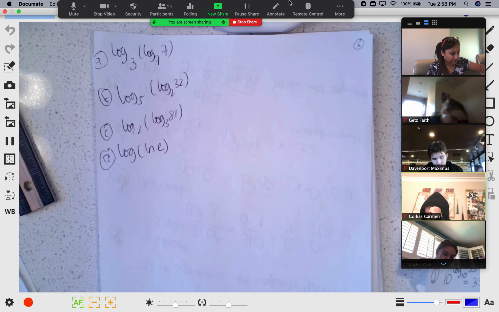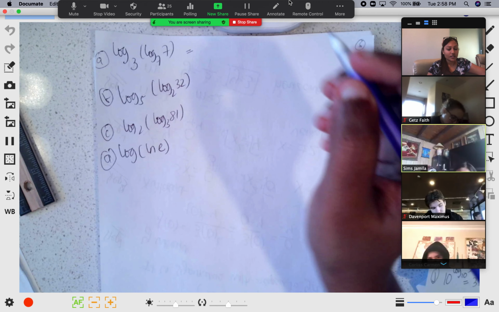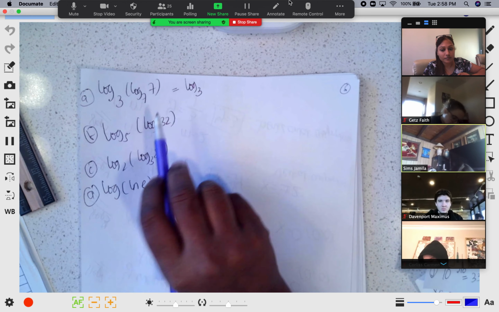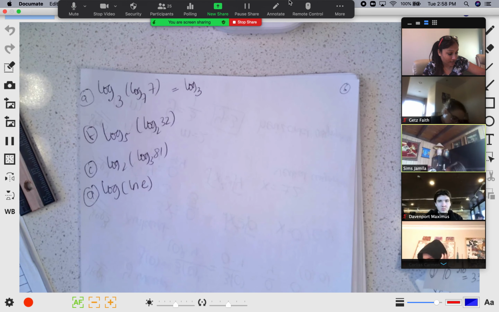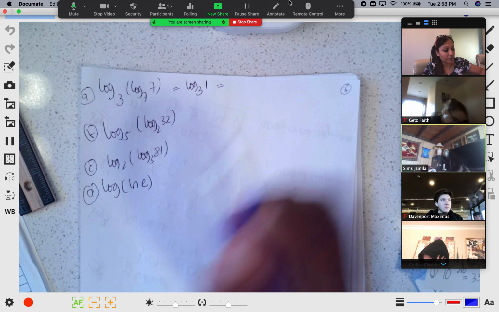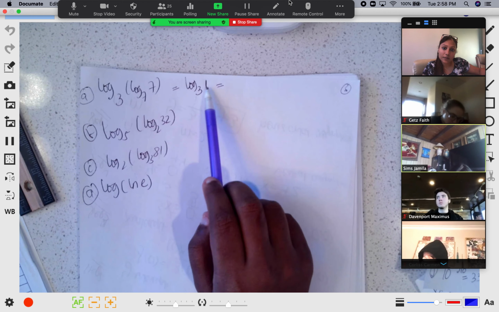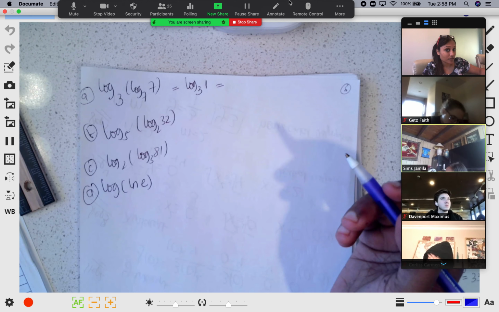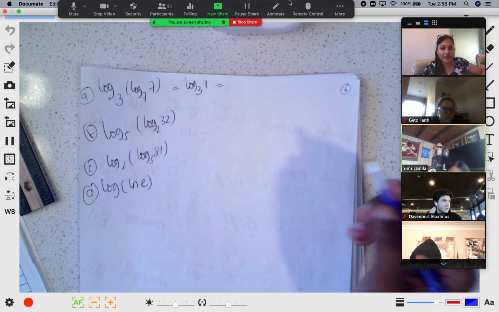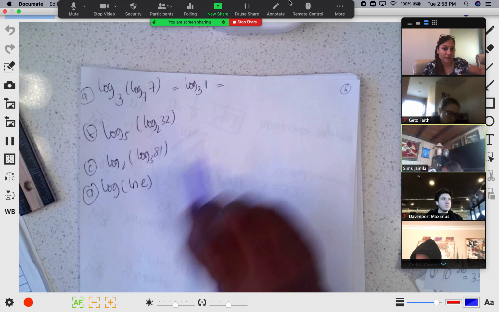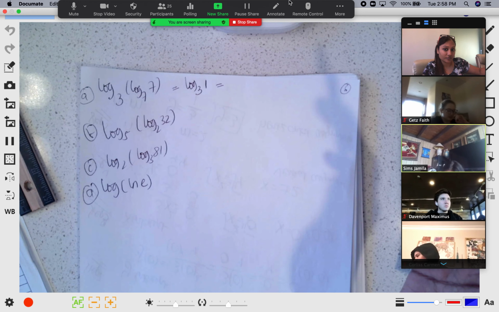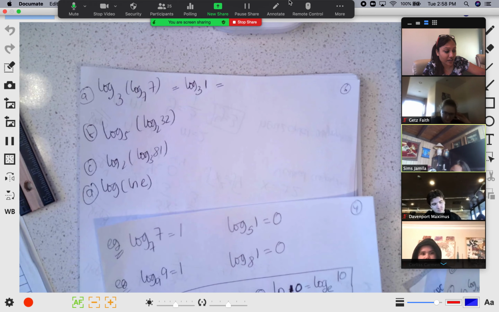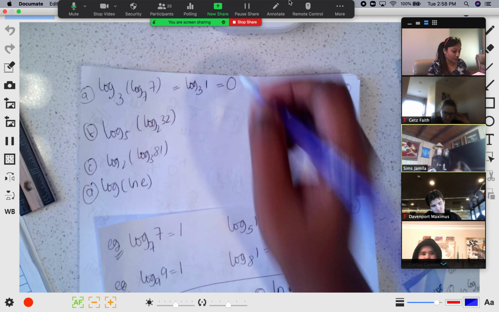Can I have Jamila? Let's solve. Log 3, I want to solve the bracket first. What is log_7 7? 1. Right. So I replace log_7 7 with 1. What is log_3 1? It's a direct property. It's 0. No matter what my base is, if I'm finding log of 1, it will always equal 0. Correct.